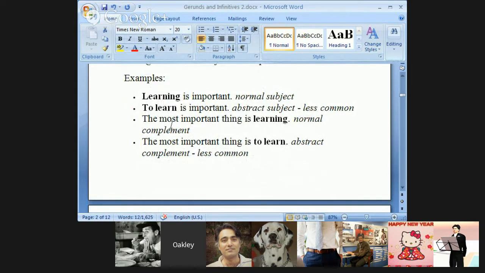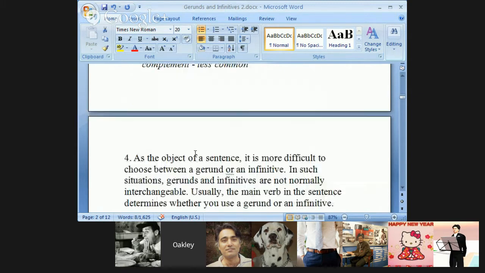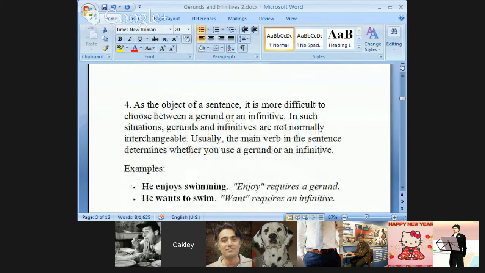Also used as a complement is really the same thing. It's a little more informal to say the most important thing is learning. The most important thing is to learn. Okay. Much less common. All right. In these uses, it's much more normal to use a gerund. Now, that's actually the easy part.